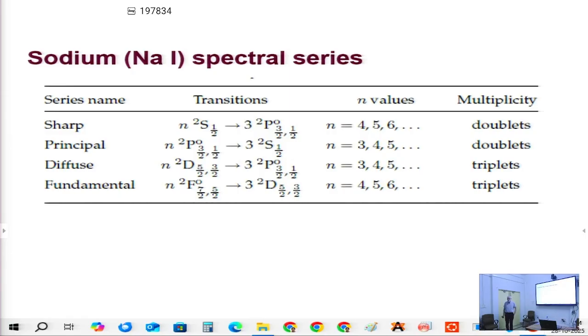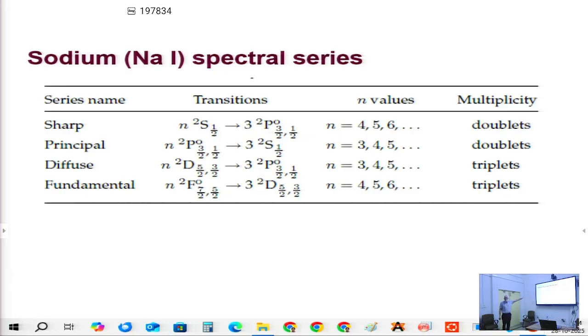Sodium, as you probably know, is a closed shell with 1 electron outside it, like lithium and potassium and all the other alkali metals. So you could treat it almost as being hydrogen. So that makes it relatively simple to deal with.